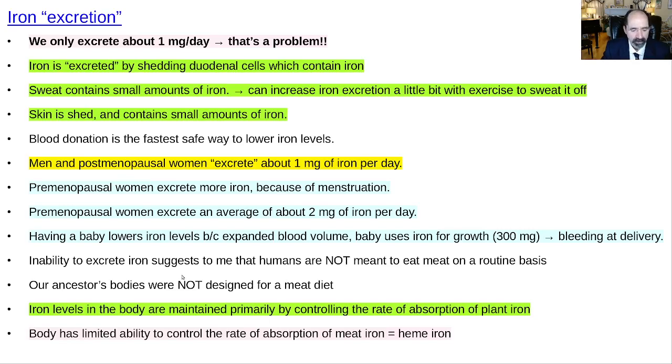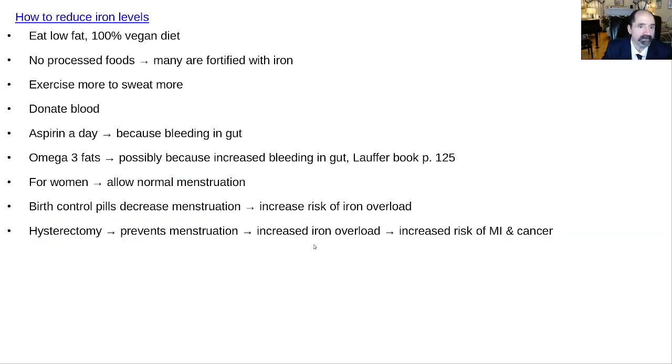Controlling the rate of absorption of plant iron is what we're designed to do. But we cannot control heme absorption that well, so that iron overloads us from meat. How to reduce iron levels? Eat a low-fat, 100% vegan diet. The more you study this, believe me, the more obvious it will be. No processed foods, because lots of them are fortified with iron. That's very bad for your health. It's a bad type of iron, and there are excessive amounts. Exercise more to sweat more. Donate blood. We'll talk about it. An aspirin a day causes bleeding in the gut, so that's one thing a person could do. I wouldn't personally do that. I think there are other side effects from it.